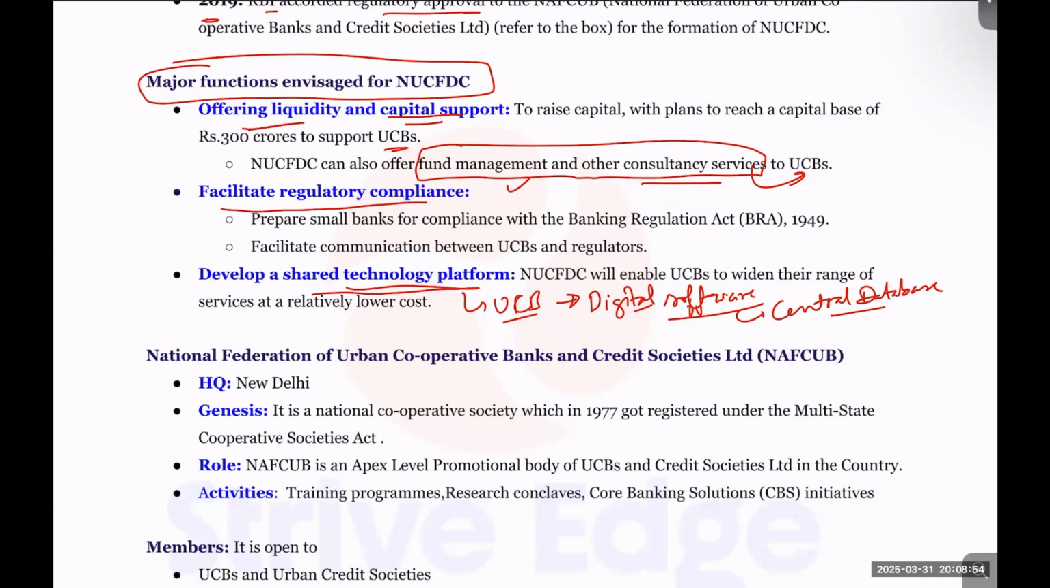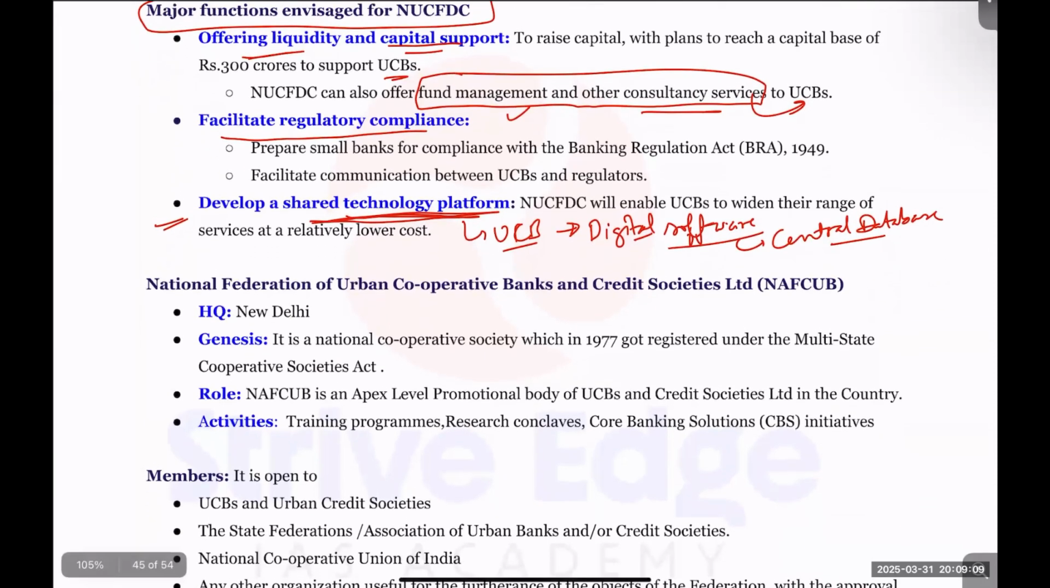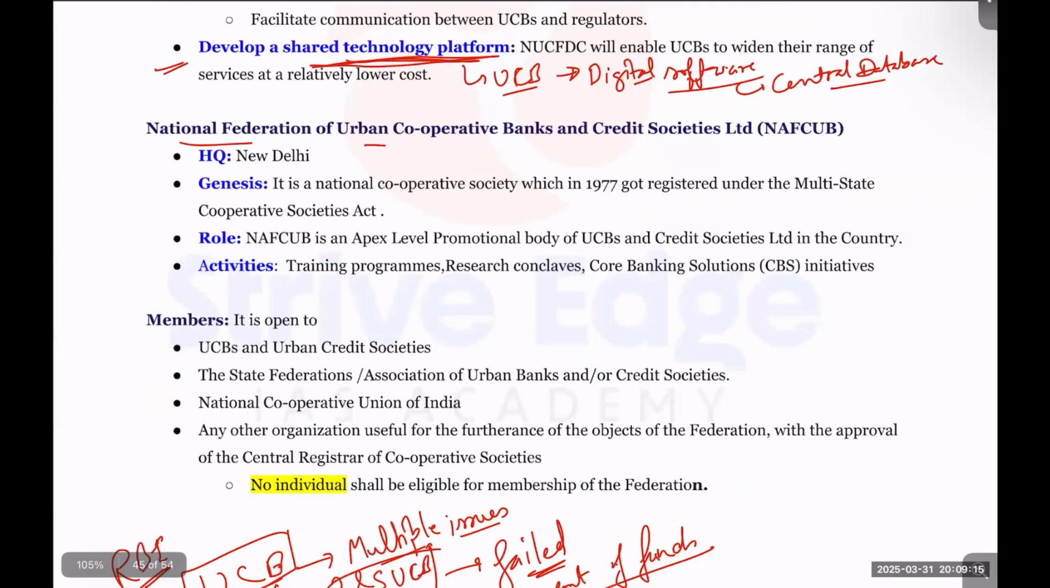So in order to create a single shared technology platform, this body can help all the urban cooperative banks. This is the major function of this umbrella organization. Now we should go a bit deeper into the National Federation of Urban Cooperative Banks and Credit Society Limited. Its headquarters will be based in New Delhi.